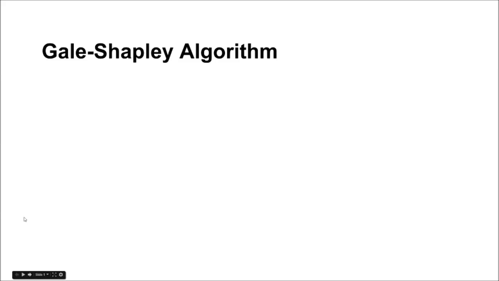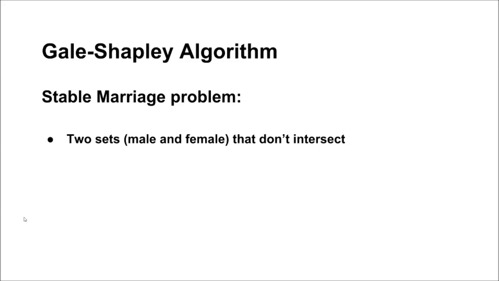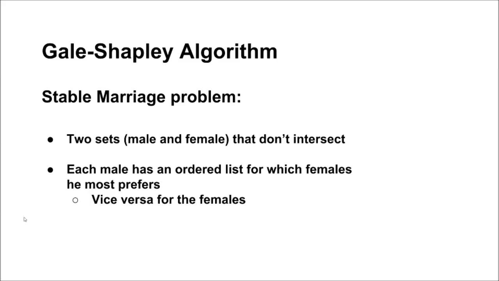The Gale-Shapley algorithm is designed to solve the stable marriage problem. In this problem you have two sets, which we're going to call male and female for this video, that don't intersect. That means that there's nobody in here who is both male and female. There's also nobody who is neither. Each male has an ordered list for which females he most prefers and vice versa for the females.